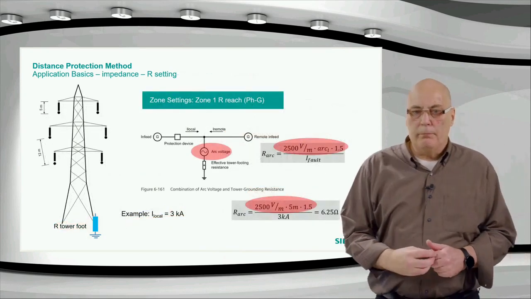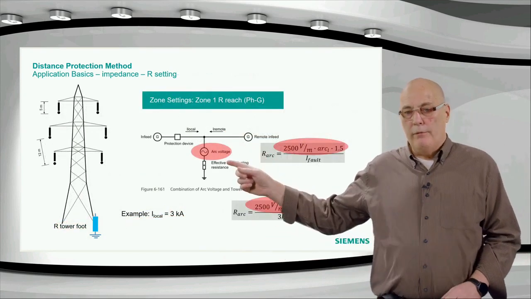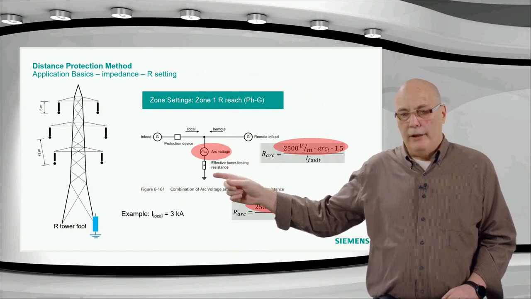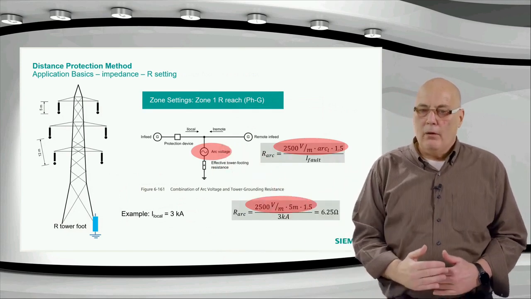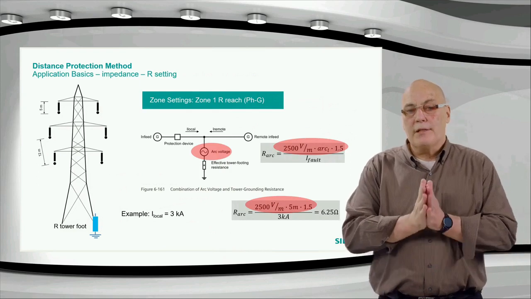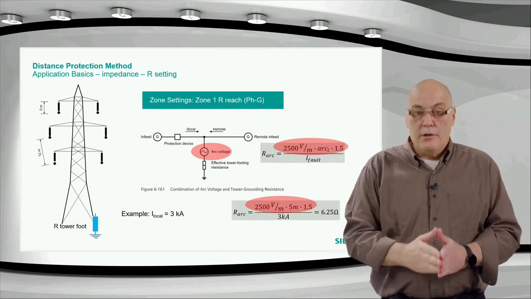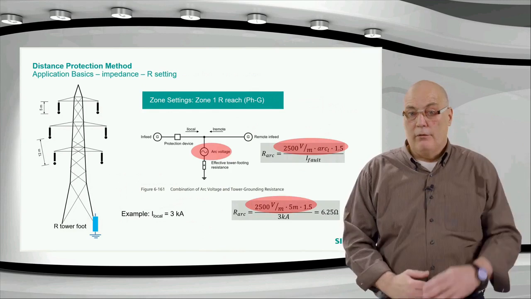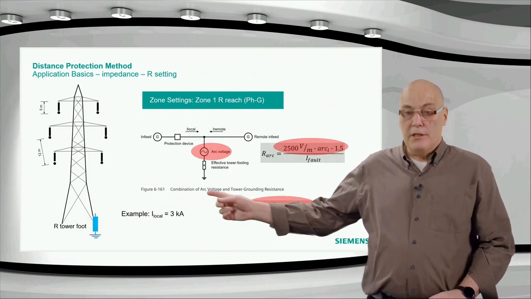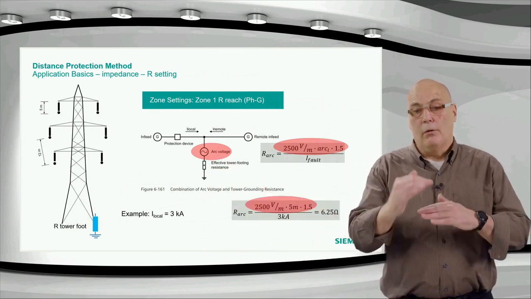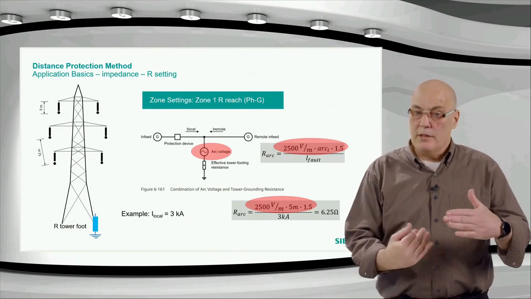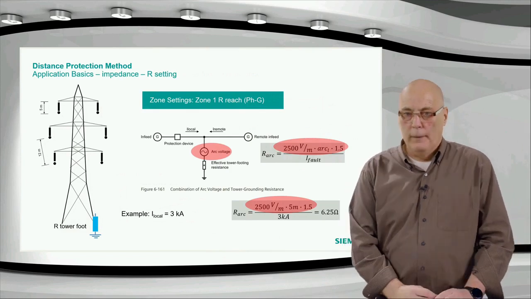The problem now is that for the fault, we have the 2 in series, the arc voltage and the tower footing resistance, and they are different. Remember, the tower footing resistance is a normal Ohm's law resistance, meaning the larger the current, the larger the voltage. It's acting like a real resistor, and the arc voltage is a fixed voltage. It looks like a resistor, but it is not affected by Ohm's law.